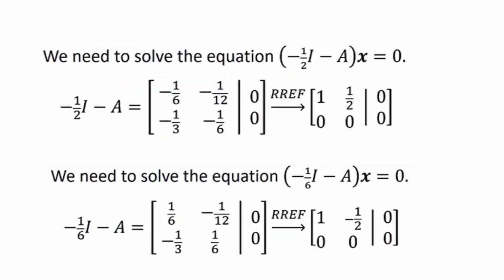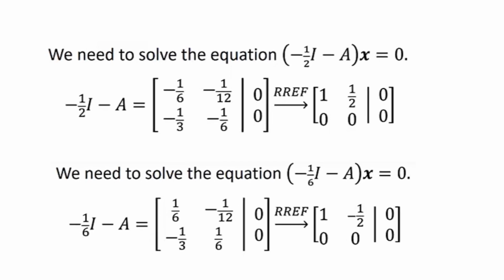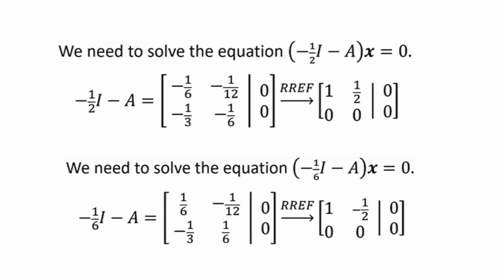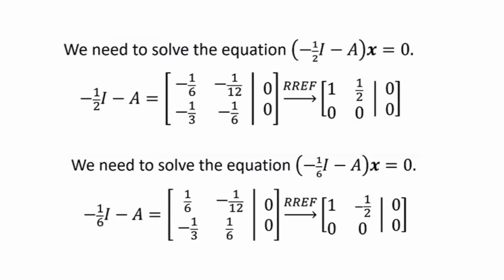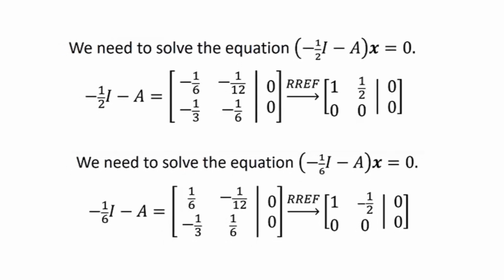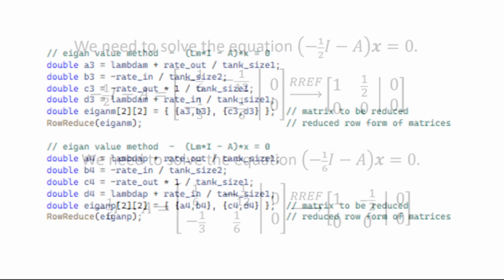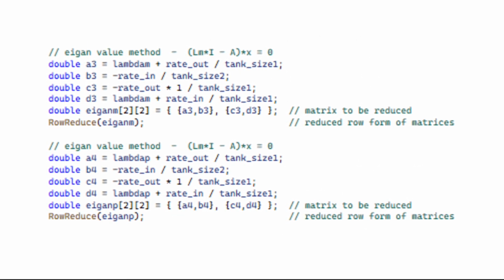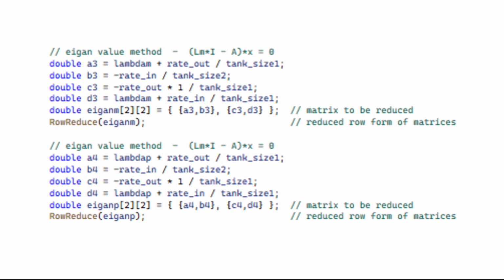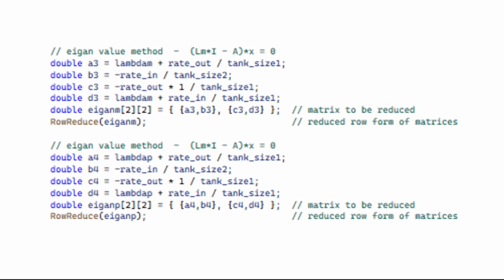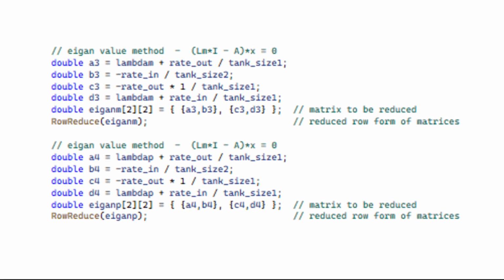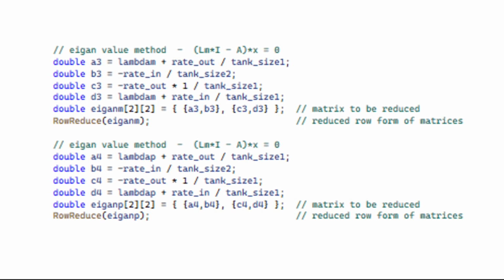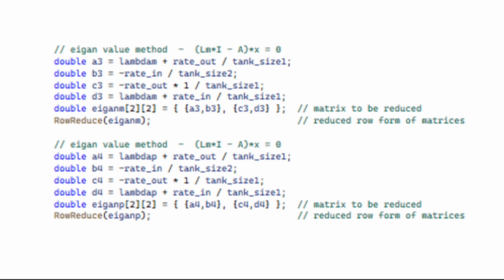And now that we've got those values for lambda, we're going to plug those in times the identity matrix minus our original matrix, and then we're going to put that into reduced row echelon form for both values of lambda. So because of the quadratic formula, we've got 2 values for lambda, the plus square root and minus square root. After plugging in lambda, this is how the matrices have changed. You can see I've turned the components into a 2x2 array, which is then passed into the function row reduce.